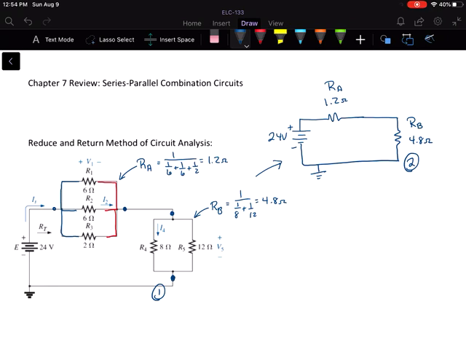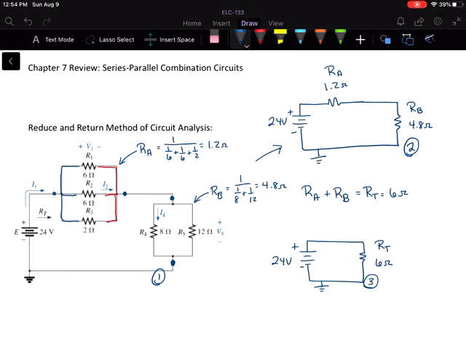Now for the last step, I'm just going to combine RA and RB, because that will give me the total resistance of my circuit, and that should be about 6 ohms. 1.2 plus 4.8 will be 6. So the last step, I'm just going to redraw the circuit with 1 source and 1 total resistance. Now, the reason we do this, and I'll call that step 3, is so that now we can step back through our circuit. So we want to find a source current.